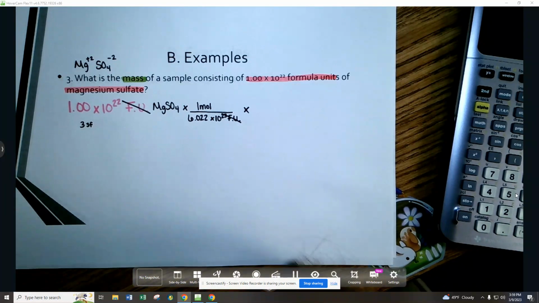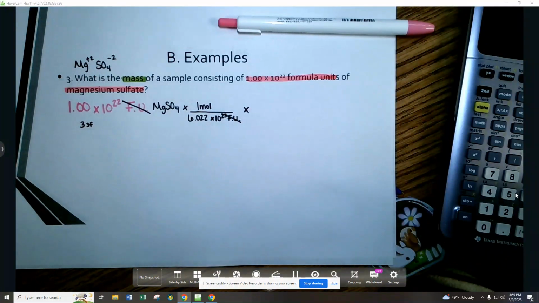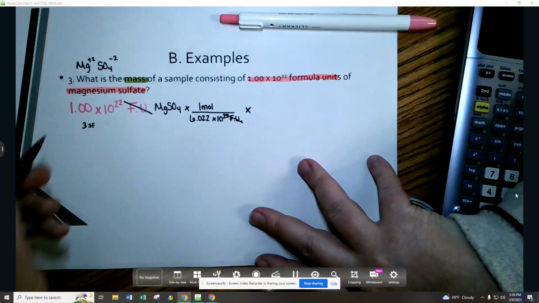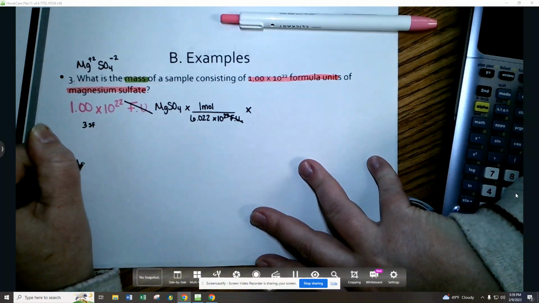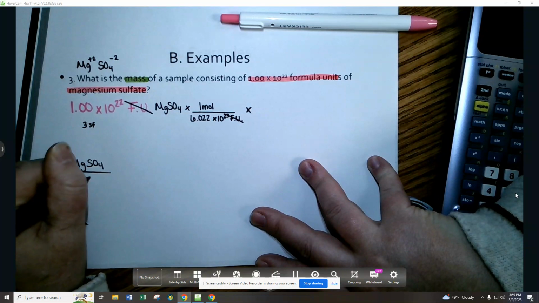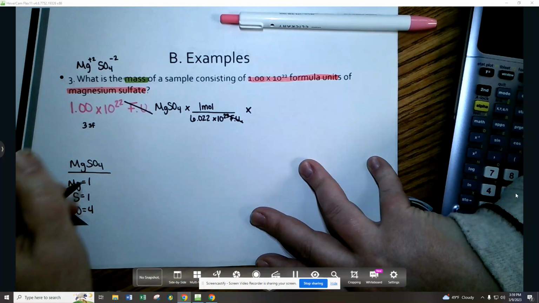We can refer to our map. Let's see, I dropped my pen. I'm trying to get it. There we go. So we're trying to look at our map. We're here at the mole, and we're trying to get here to mass. We need the molar mass. We have MgSO4 as our formula. So it's composed of magnesium, one of them, sulfur, one of them, and oxygen is 4.